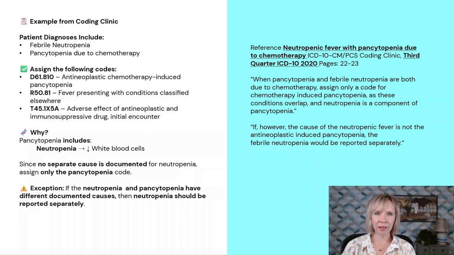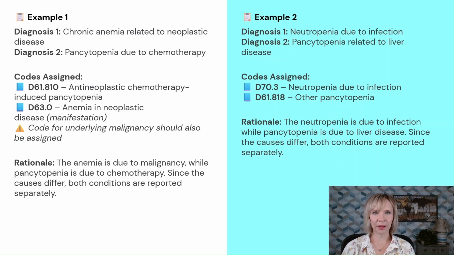However, it did go on to clarify that if neutropenia is due to a different cause than the chemotherapy-induced pancytopenia, then neutropenia should be reported separately. This same principle applies to anemia and thrombocytopenia with pancytopenia as well. Let's take a look at some examples where we can apply this exception to the rule.